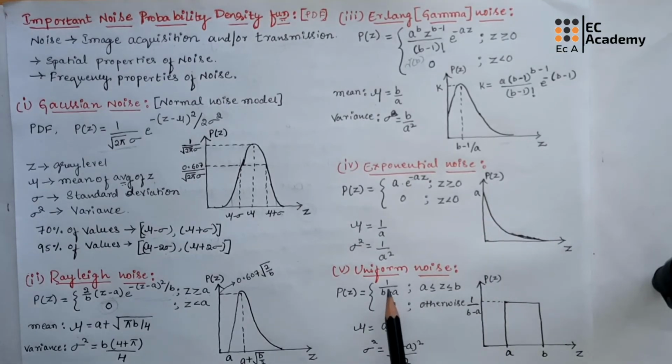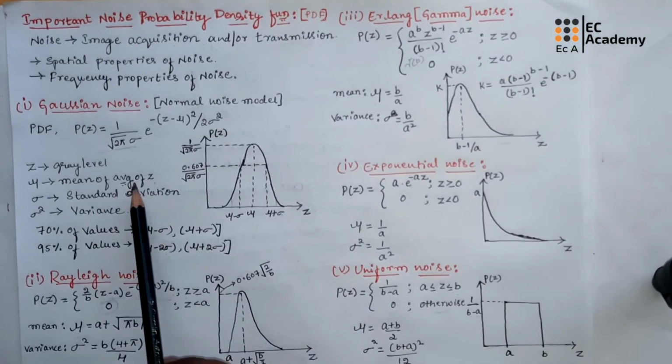Next model is uniform noise model. The PDF is given as p of z is equal to 1 by b minus a for the gray level value ranging between a to b. For other values of gray level, the PDF will be 0. So, you can see z value ranging between a to b, the value is 1 divided by b minus a. For other values, it is 0. The mean is given as a plus b divided by 2, and the variance is given as b minus a whole square divided by 12.